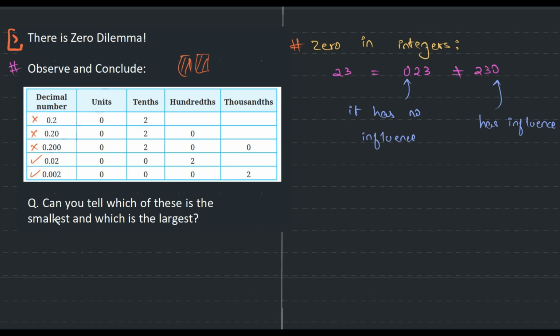So now, can you tell which is bigger and which is smaller from this table? The largest value is 0.2. Do you guys agree? Let me write it off. While the smallest is 0.002. This is the smallest. But of course, I want to discuss the reason.